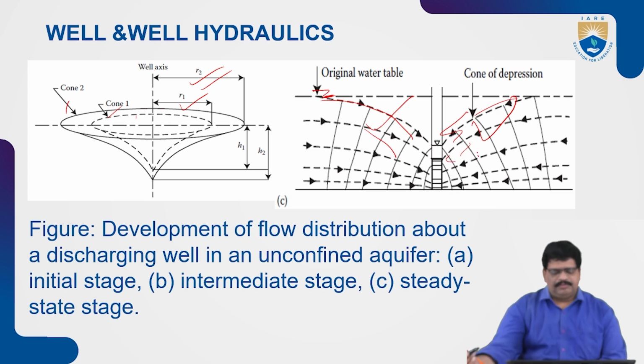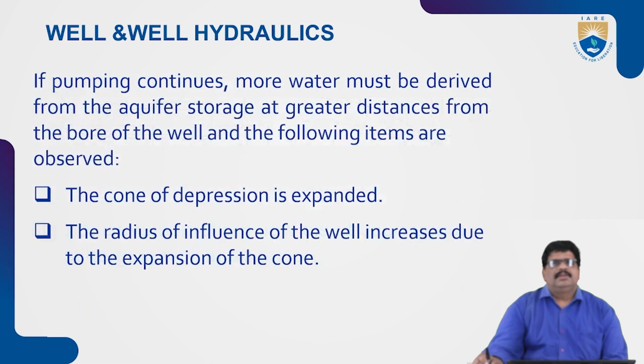Well, the development of the flow distribution about the discharging of the well in confined, unconfined, and intermediate storage of the steady state. Next, the continuous pumping of the water must be derived from the aquifers at greater distances from the bore well, and the following items are observed. The cone of depression can be explained.